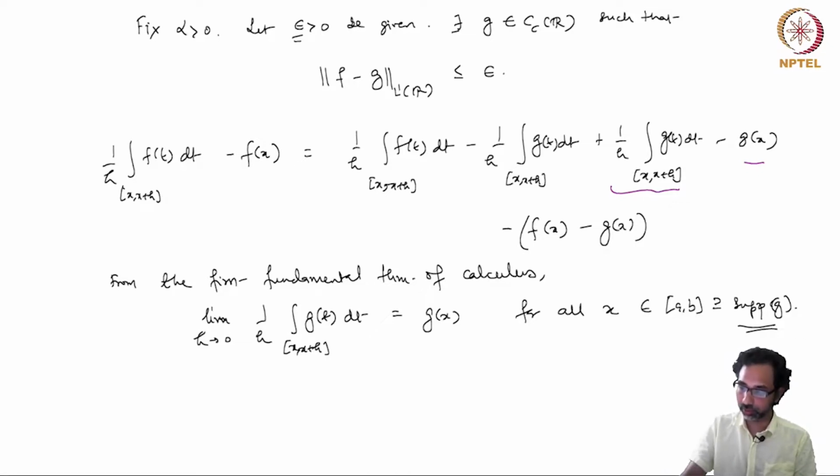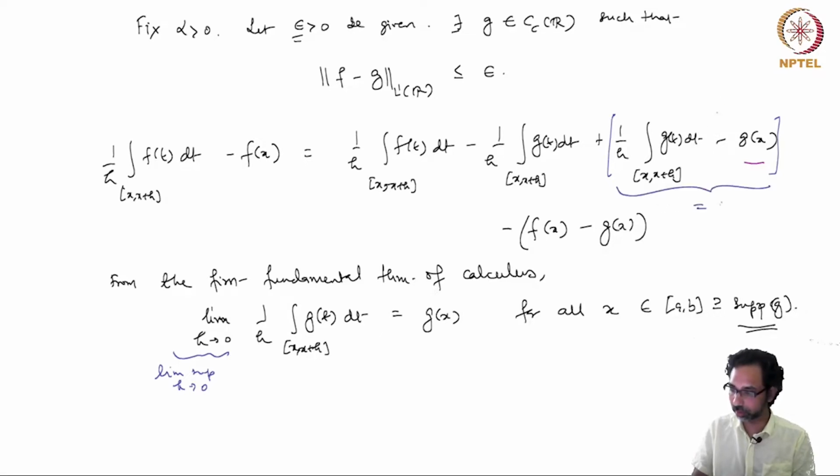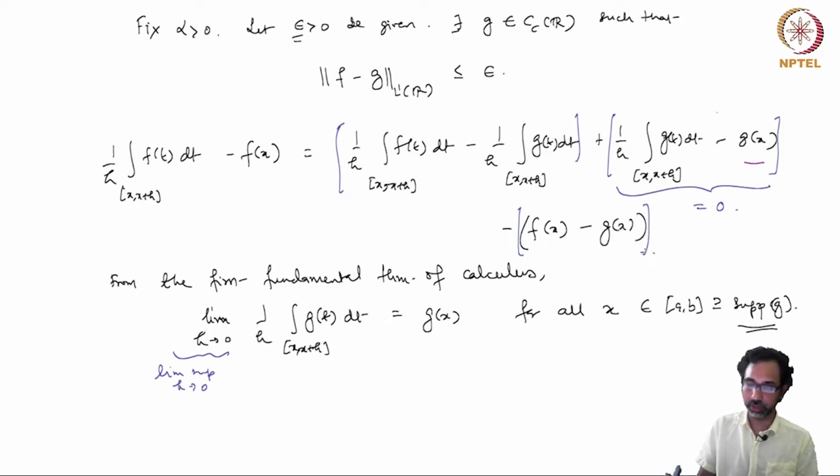So the term in the middle, if you take the lim sup on both sides, is going to vanish, because this is the same as taking lim sup as h tends to 0. So this is going to give you 0. This whole thing is 0. So we are left with these two terms. So we will deal with them separately.